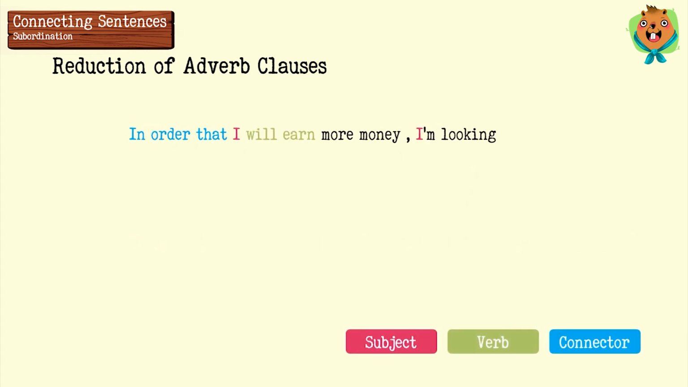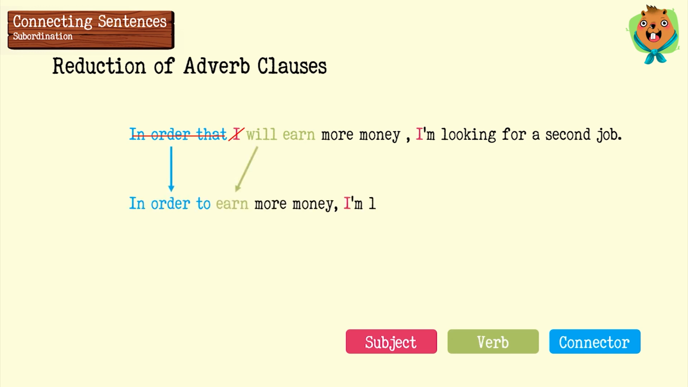"In order that I will earn more money, I'm looking for a second job." Again, we have the same subject in both clauses, "I." To reduce this adverb clause, we should use "in order to" instead of "in order that," omit the subject in the adverb clause, in this case "I," and use the base form of the verb "earn." The reduced adverb clause would be, "In order to earn more money, I'm looking for a second job."